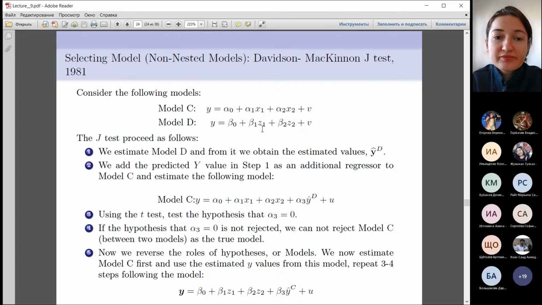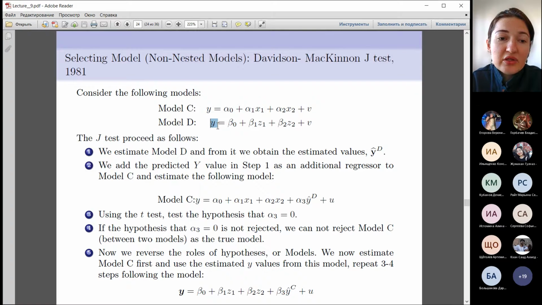These models are non-nested models, and we can run the J-test. So if you want to run the J-test, the null hypothesis here. Okay, let's start with the first step and then discuss the null hypothesis. So first of all, let's start with model D. Of course, you can choose any other order, but let's start with the second one. Let's estimate model D and obtain the estimated values of your dependent variable.